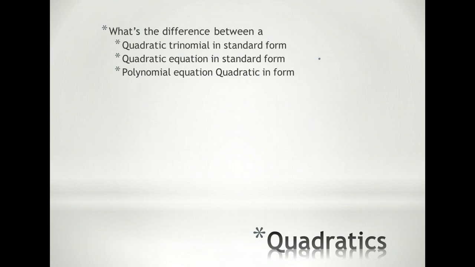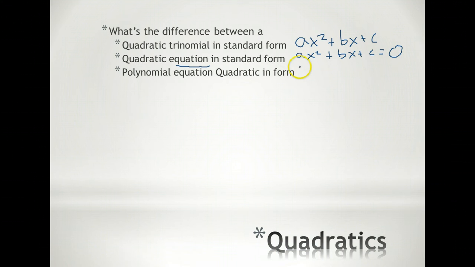Okay, so that is a very, very quick review of some factoring. Now let's look at it as it applies to a quadratic. Now, what's the difference between a quadratic trinomial, a quadratic equation, and a polynomial equation, quadratic in form? So a quadratic trinomial, in standard form, is ax squared plus bx plus c. A quadratic equation means there's an equal sign. So this is ax squared plus bx plus c equals 0.